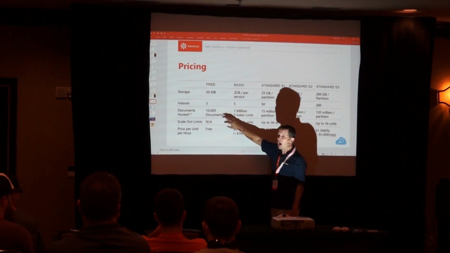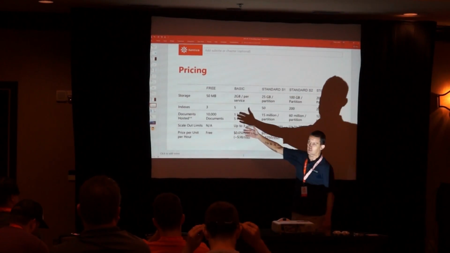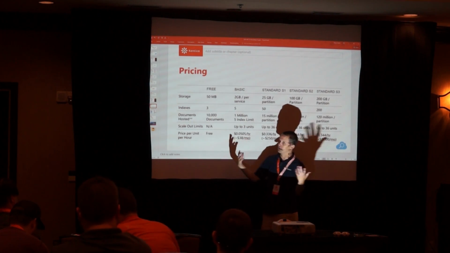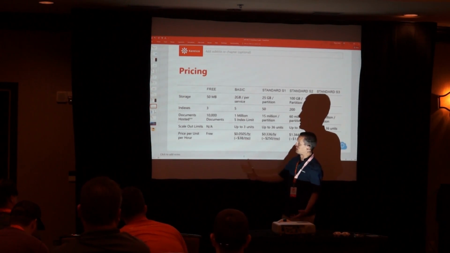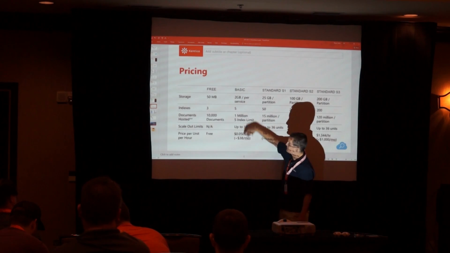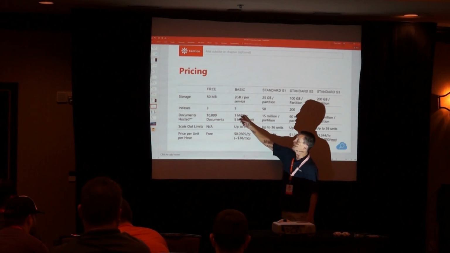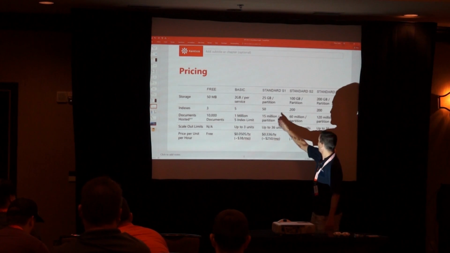I would certainly do that in a dev environment if you could get away with it. But 50 megabytes, again, really depends on what kind of data you're storing and how much you can live with. You can move up to basic. It's basically $38 a month. You can scale it up to 3 times. You can have 1 million documents, 5 indexes. And then it gets up to here.